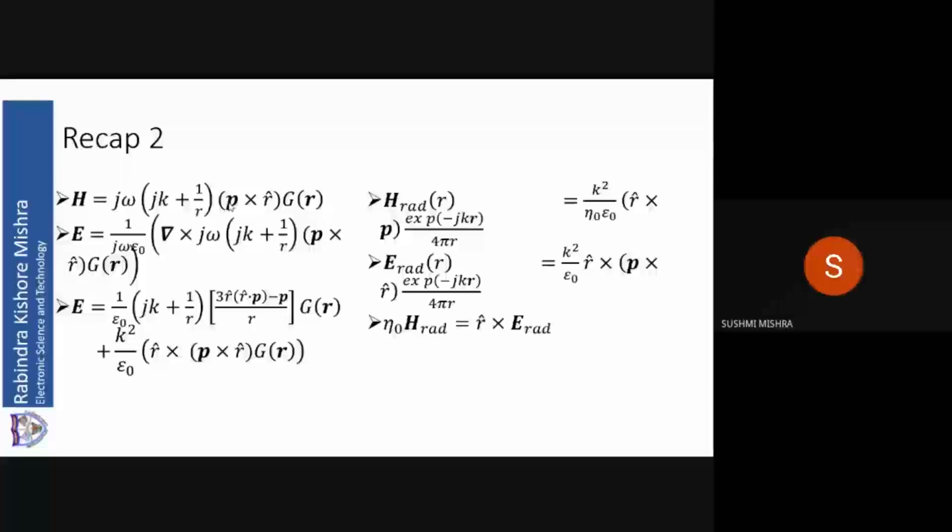Therefore, we found out expressions for H_rad and E_rad, which vary as 1 by r.